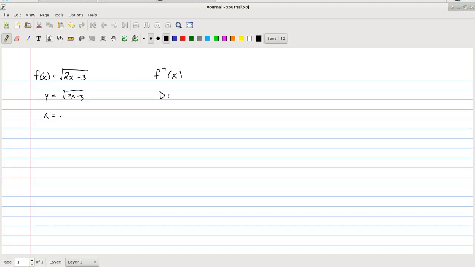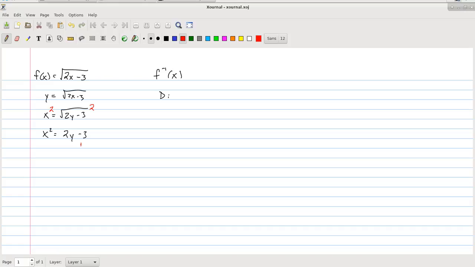So we can write this as x equals the square root of 2y minus 3. Then to solve for y, let's get rid of this radical by squaring both sides. So on the left-hand side, we've got x squared equals. On the right, the square and the square root are inverses, so they cancel, leaving us 2y minus 3.